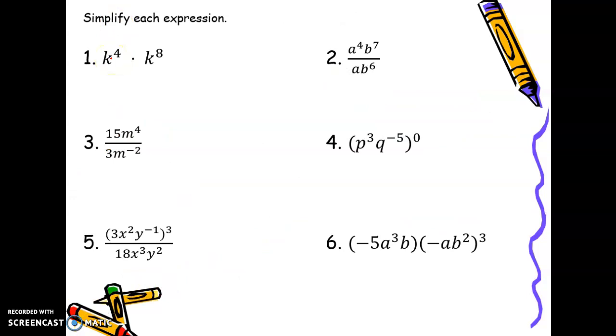All right, so here are some examples. k to the 4th times k to the 8th. You're simply going to add those, 4 plus 8, which will give you k to the 12th.